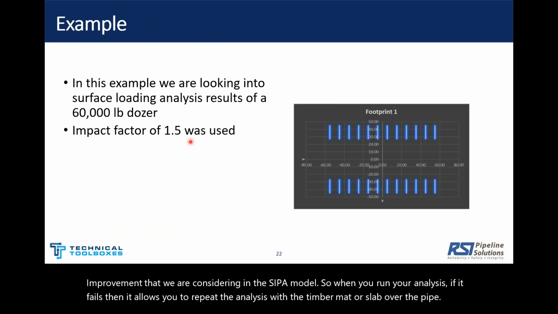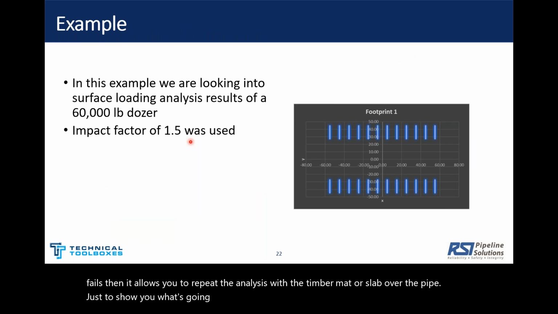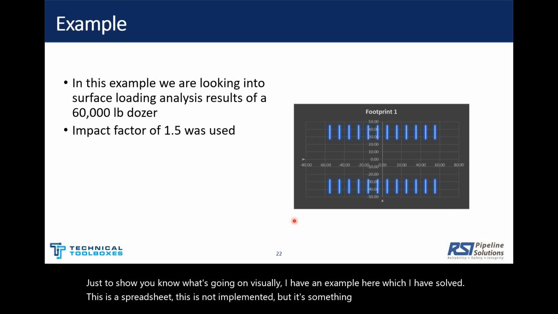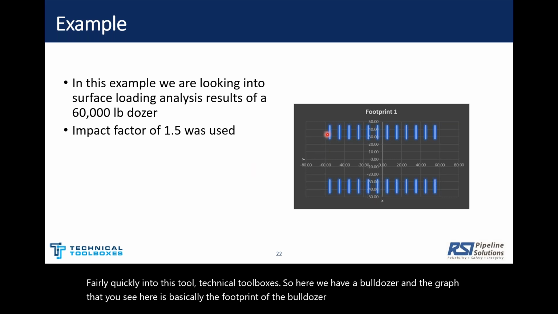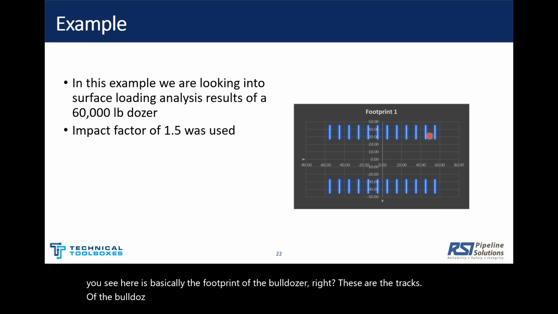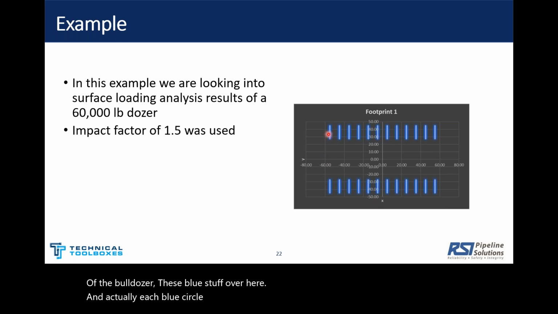Just to show you what's going on visually, I have an example here, which I have solved. This is still a spreadsheet. This is not implemented, but it's something that we can implement fairly quickly into this technical toolbox. So here we have a bulldozer, and the graph that you see here is basically the footprint of the bulldozer, right? These are the tracks of the bulldozer, these blue stuff over here. And actually each blue circle is a point load. So this is how I defined my load matrix.